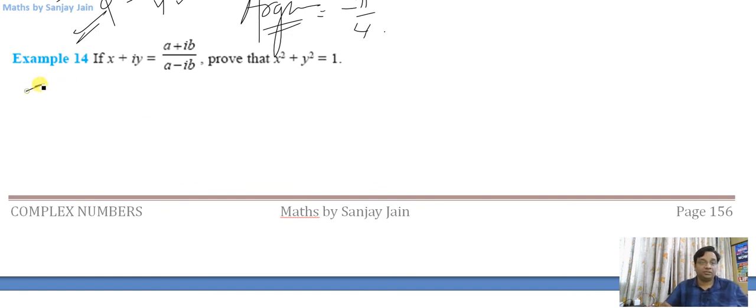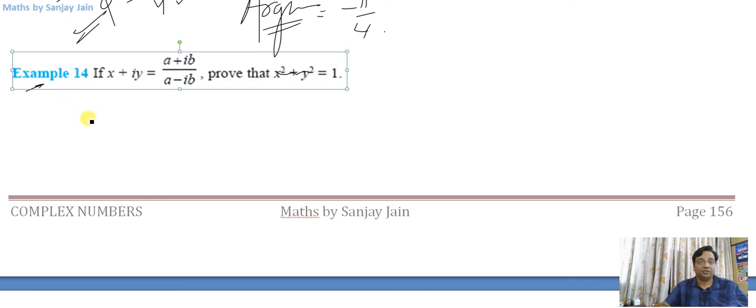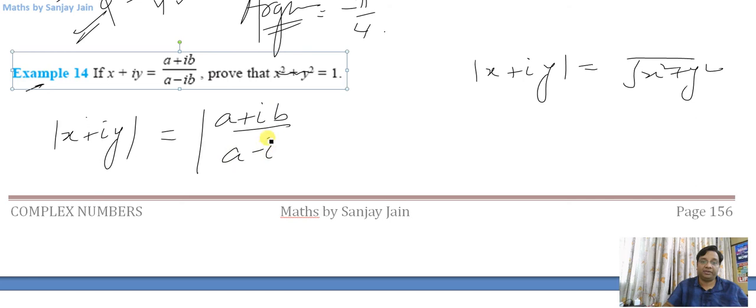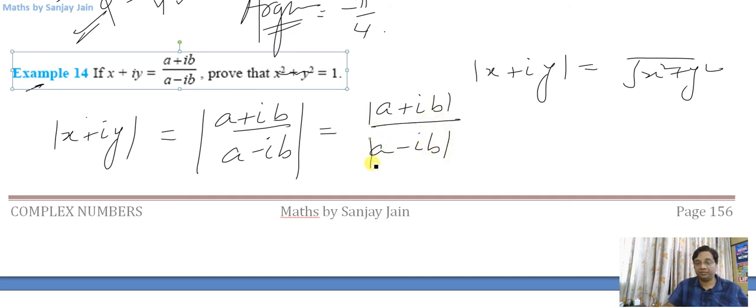Now this, I need to prove x squared plus y squared equal to 1. So what I am going to do is, what is mod of x plus iota y? It is equal to root x square plus y square, right? So what I'll do is, I'll take mod of x plus iota y, which is nothing but mod of a plus iota b divided by a minus iota b, and which can further be written as mod of a plus iota b divided by mod of a minus iota b.